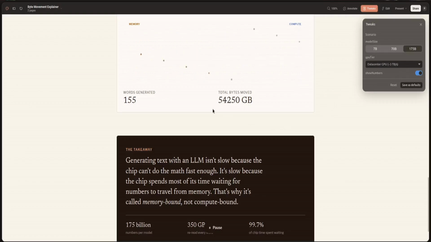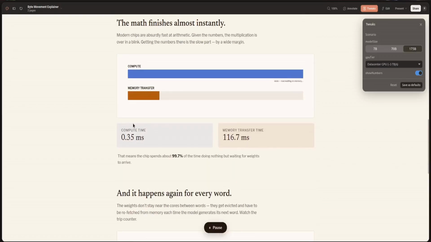this number is insane. So most of the time the model is waiting for memory to transfer data from memory into the computation unit. And this is the bottleneck and the hard part. And also this movement generates heat, and it needs energy. And you can see the difference in time. This is why we need to wait a lot for generating one token.